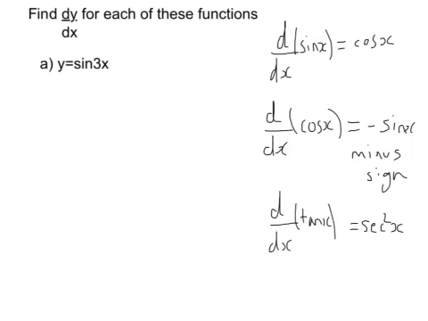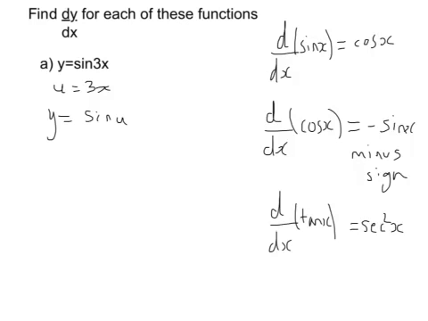So for part A, we've got to find the derivative of y equals sine 3x. So this is going to look of this form here, but instead of x, I've got 3x. So I'm going to use the chain rule. So I'm going to substitute in u equals 3x. So y equals sine u.